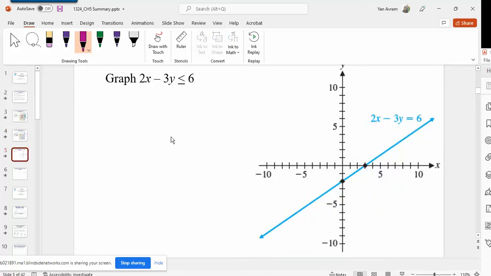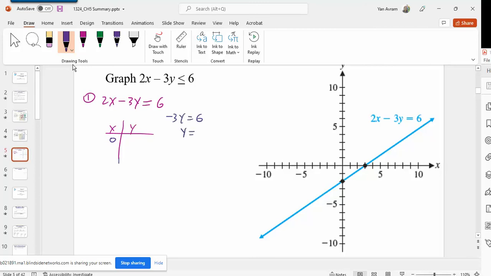So for example, if I want to graph 2x minus 3y less than or equal to 6, one thing is I will need to graph this straight line first. That is the first step. How do I graph the straight line? Step 1, we graph 2x minus 3y equal to 6, right? And then you can set up two points. Let x equal to 0, and then I have negative 3y equal to 6, so y will be negative 2. So this point will be (0, -2), okay?